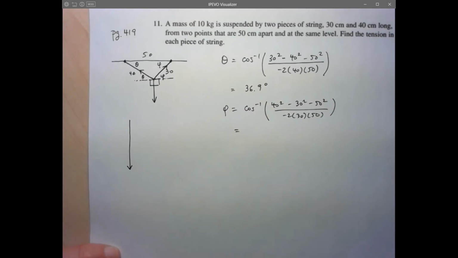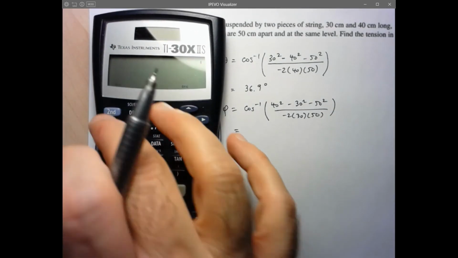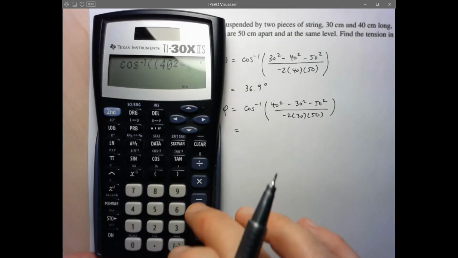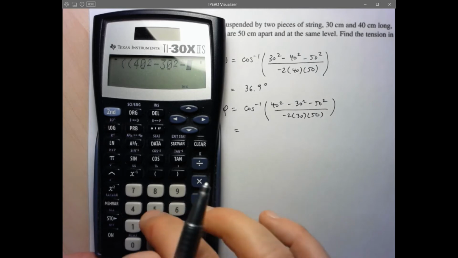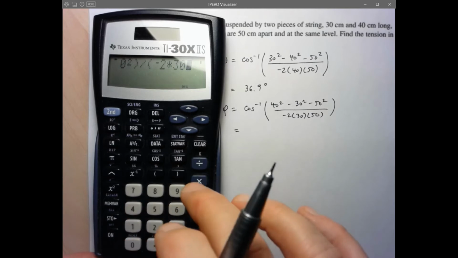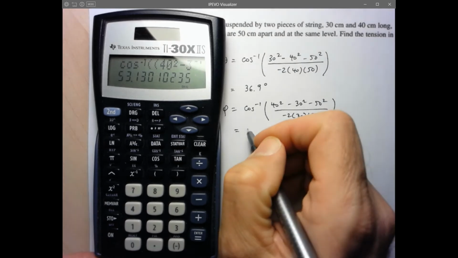Let's calculate this angle here. So cos inverse, open the bracket, 40 squared minus 30 squared minus 50 squared, close bracket, divided by, open up another bracket, negative 2 times 30 times 50. And here we get 53.1 degrees.